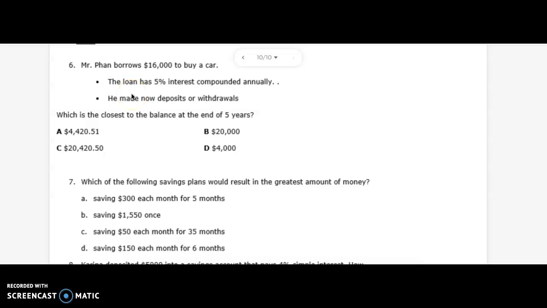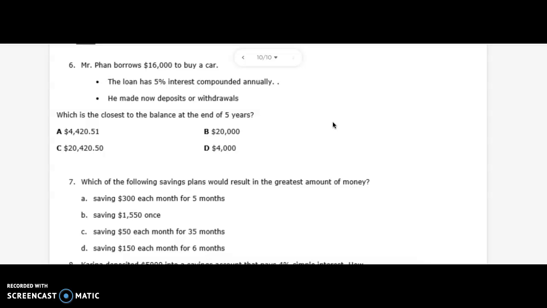Here we're on part 2 of the problem, and this problem says Mr. Fan borrowed $16,000 to buy a car. The loan is for 5%. It's compounded annually. He doesn't make any deposits or withdrawals. What's the closest to the balance at the end of 5 years? Okay, so once again, we're looking here to determine.